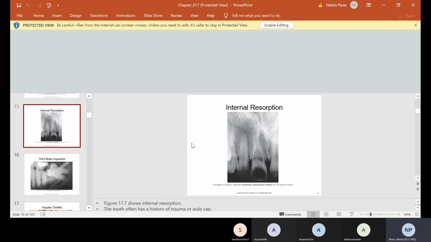Now, here's internal resorption. So look right here. This is a normal canal, okay, nice and thin. But look over here, something is going on inside of the canal. The tooth often has a history of trauma, or a pulp cap was done. This is where that pulpotomy that we did the other day, maybe a pulpotomy was done. Okay, so we practiced that in class. So this is how the x-ray will look.